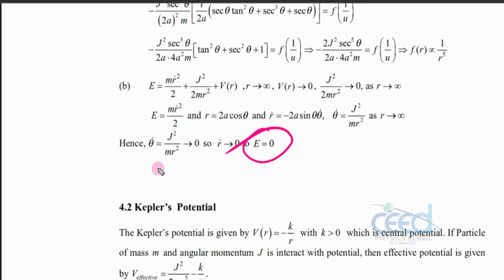In the next section we will study Kepler's potential and Kepler's laws of motion. We have three laws of Kepler.